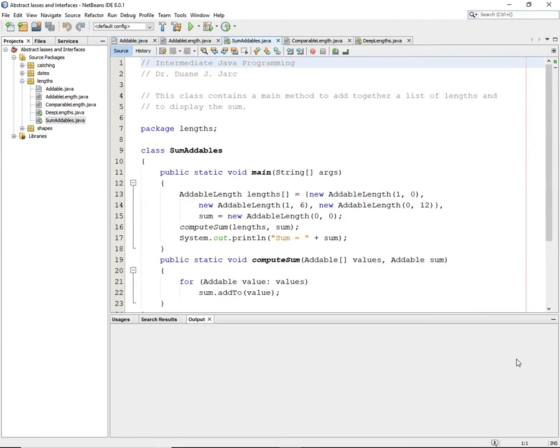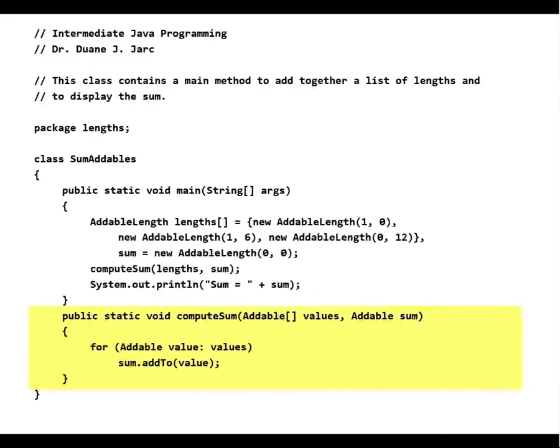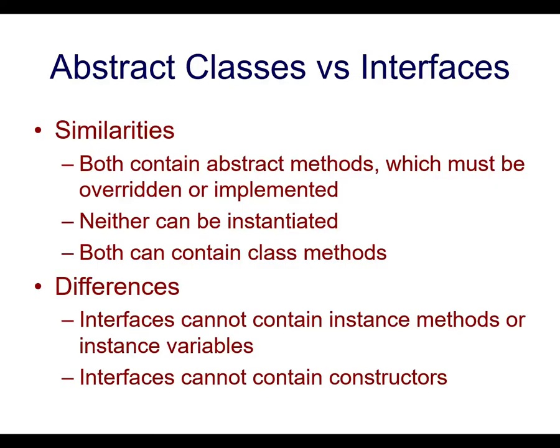Let's run this program to see what output will be displayed. We see now that the sum is 3 feet and 6 inches. As a review, let's summarize the similarities and differences between abstract classes and interfaces.